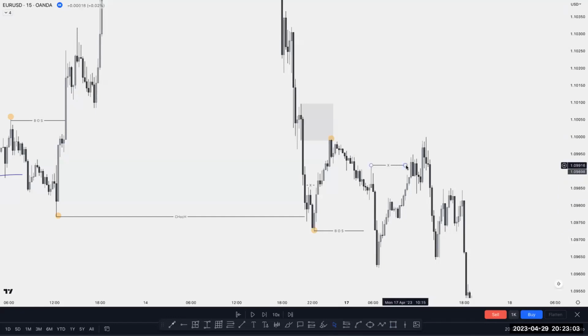So after breaking this one, there is no sweep here. There is no single candle order block. The market is just trying to push downside but does not create any single candle order block here. If the market sweeps the previous high, then definitely you can trade another one here.